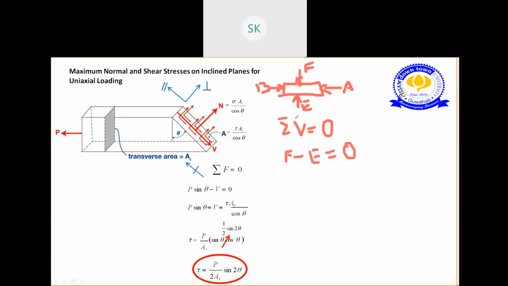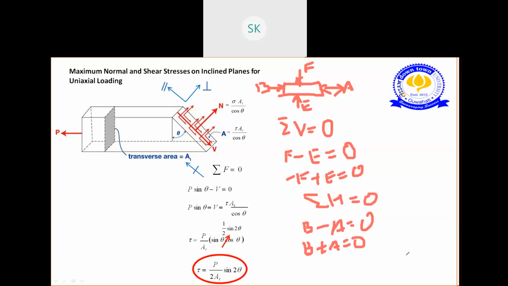If I take F as negative, suppose I am taking the downward direction as negative and the upward direction as positive, then it will be minus F plus E equals 0. Do all of you understand this part? Clear? Yes, ma'am. In a similar way, take the summation of horizontal forces as 0. Suppose I am taking this direction as positive, so B minus A equals 0. If the direction of A was like this, it would have become B plus A equals 0. Hope this part is clear. So I'll move to the next part.